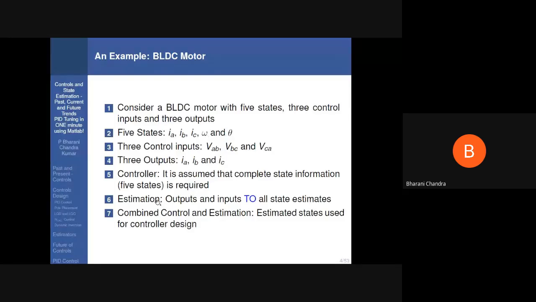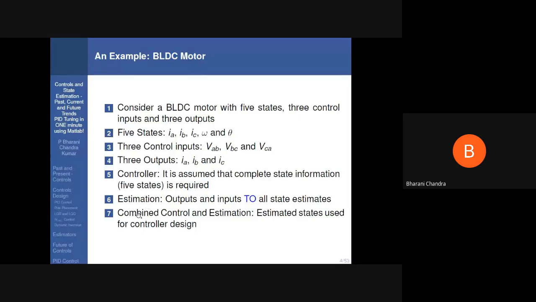So now the concept of estimation can be used, which says that based upon the outputs and inputs, I can estimate all the states. From these 3 outputs and these 3 control inputs, I will estimate the remaining 2 states as well. That's the concept of estimation that can be applied here.